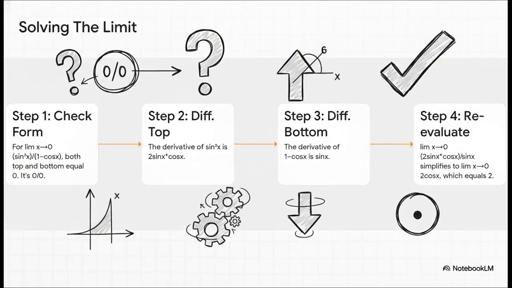So we just followed these 4 simple steps. First, we got to confirm it's an indeterminate form. Yep, 0 over 0. Check. Then differentiate the top, differentiate the bottom, and now let's reevaluate this new limit. Look at that. The sine terms cancel out, leaving us with the limit of 2 times cosine of x as x goes to 0, which gives us our answer, 2.